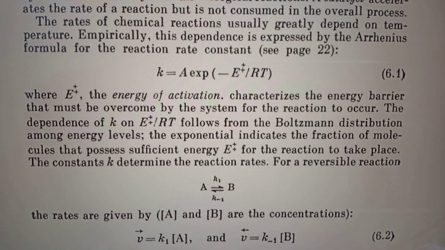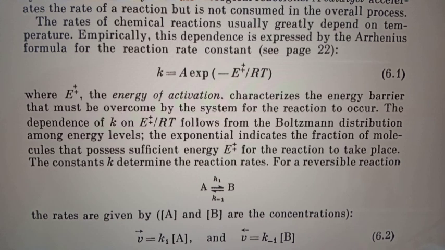The dependence of k on E over RT follows from the Boltzmann distribution among energy levels. The exponential indicates the fraction of molecules that possess sufficient energy for the reaction to take place.